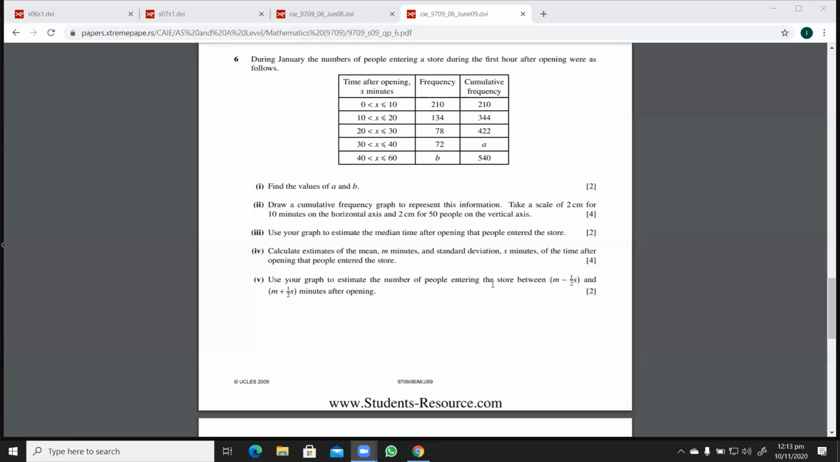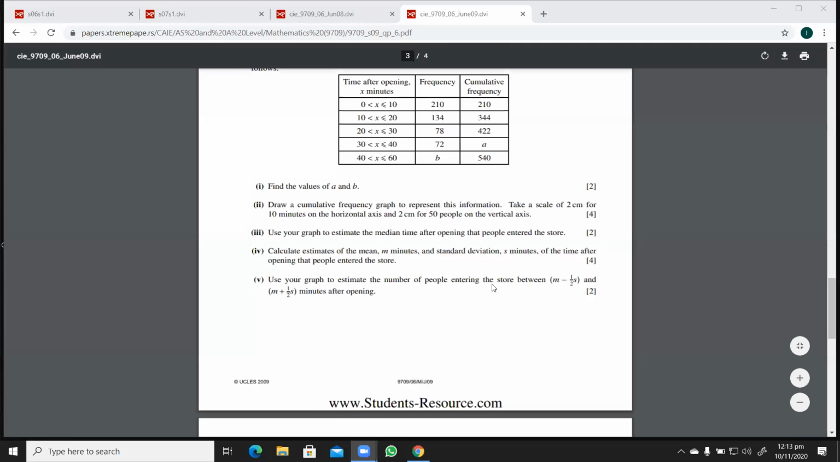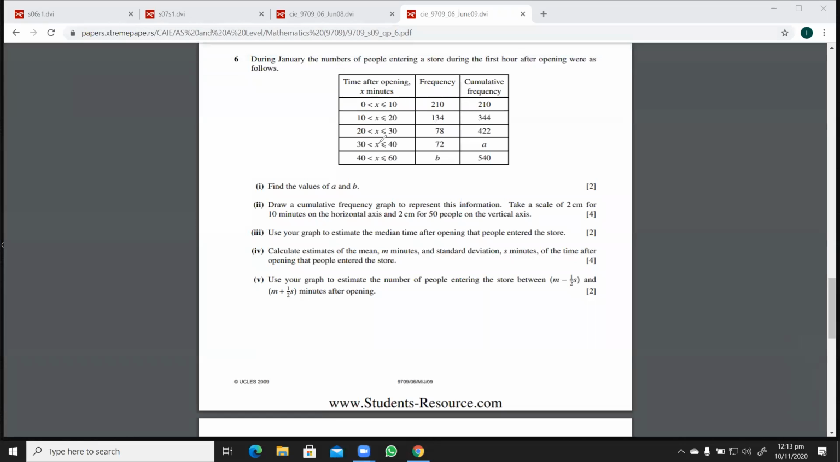Okay, this is the question from June 9. In this question, it says, during January, the numbers of people entering a store during the first hour after opening were as follows. So here are the times, the frequency here, and here's the cumulative frequency. And the first part says find the values of A and B.